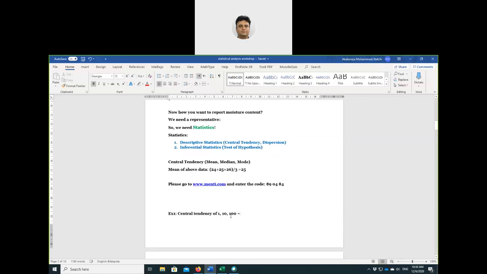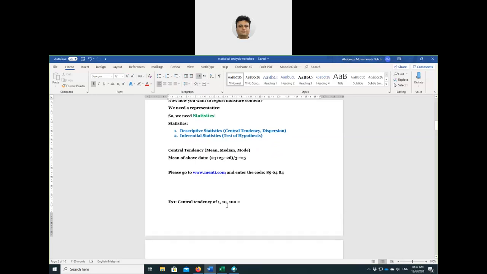I'm not sure that 37 or even 49, which another student gave, is representative of the data, because it's not a central tendency. So of 1, 10, 100, which of them is the central tendency here? The best central tendency is 10, because it's more accurate to be representative of this data.